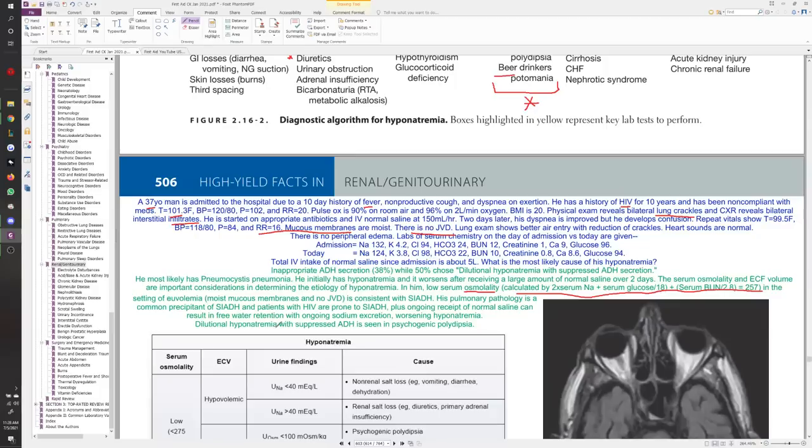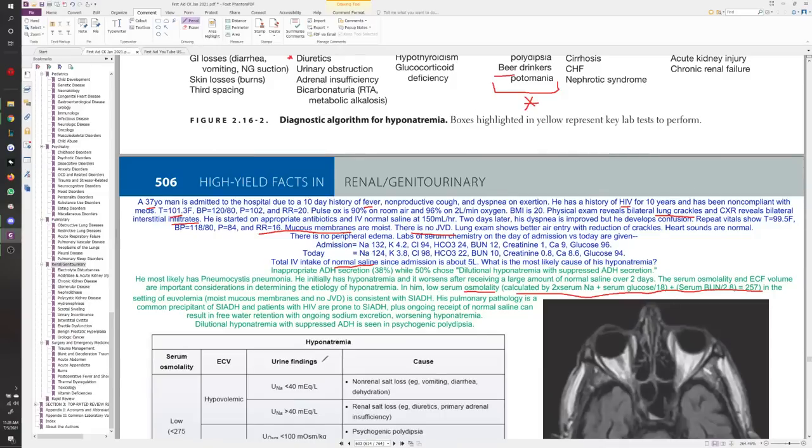A dilutional hyponatremia with suppressed ADH is seen in psychogenic polydipsia, but he had no real reason to be diluted. He was being given normal saline, he's not drinking crazy amounts of water or anything like that. Dilutional hyponatremia with suppressed ADH is a very valid answer choice, but not for him. Although he could get dilutional hyponatremia, how is he diluted though? Where? Because giving normal saline does not dilute a person. In normal saline, you're giving saline and other stuff with it. It's saline, not just water. Right? Saline is mixed with solutes in there.